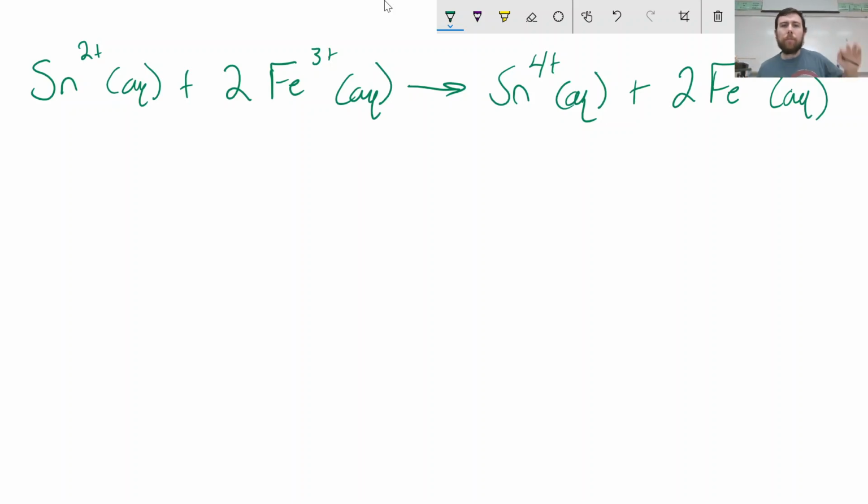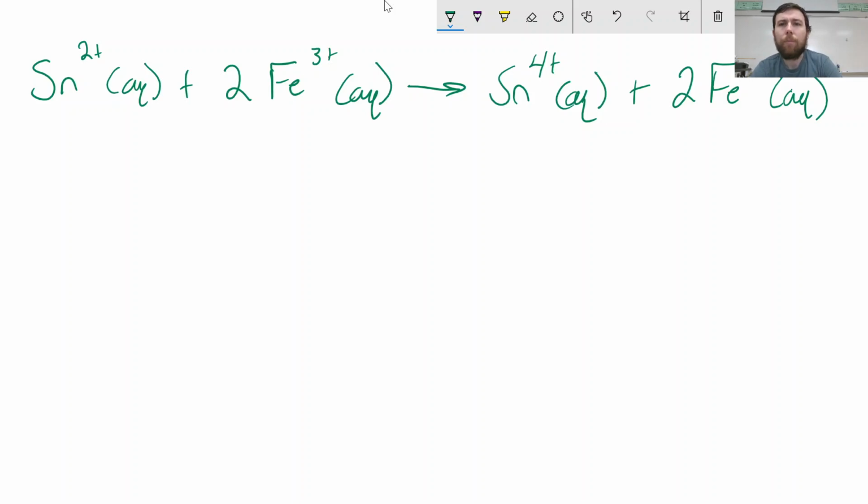Remember that when we're balancing redox reactions, we have to make sure that we balance the charge and the number of substances that are present. It seems that we've got that taken care of from this expression. The other thing we want to make sure is taken care of is our oxidation numbers, because we need to identify what's been oxidized and what's been reduced.